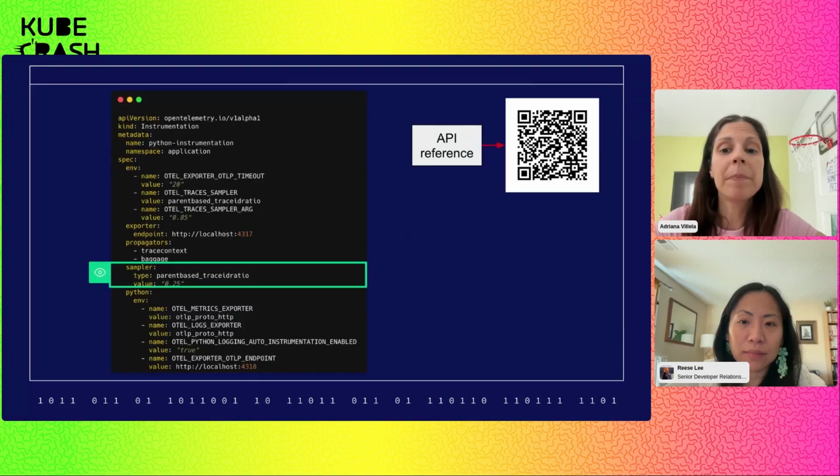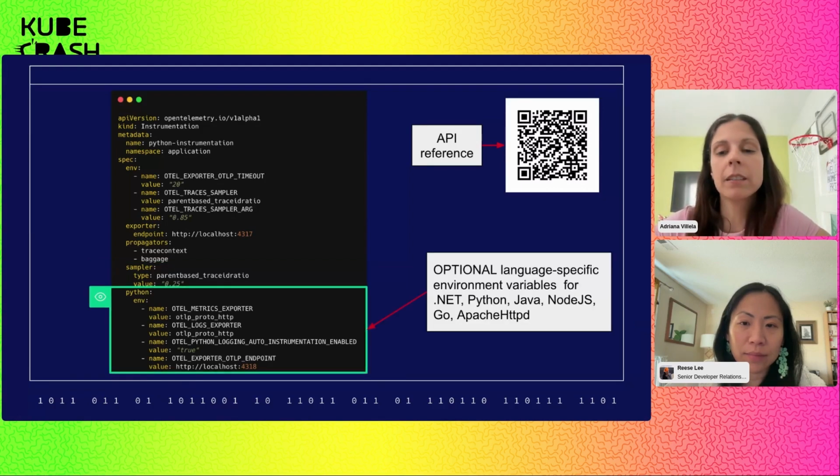Now, we also have the sampler attribute, which is used to define sampling configuration. And if we omit it, then no sampling will be configured. And please note that sampling is outside the scope of this talk. And then finally, we have this lovely Python attribute here, which is where you configure any Python-specific auto-instrumentation environment variables.